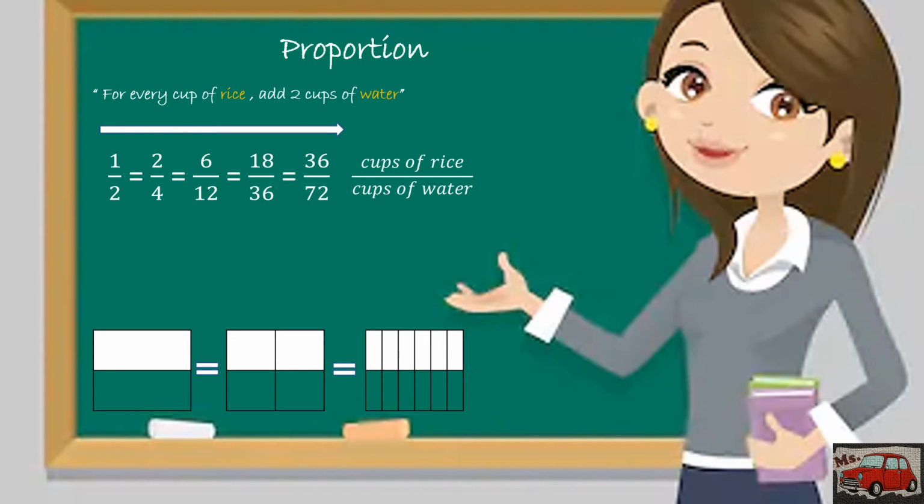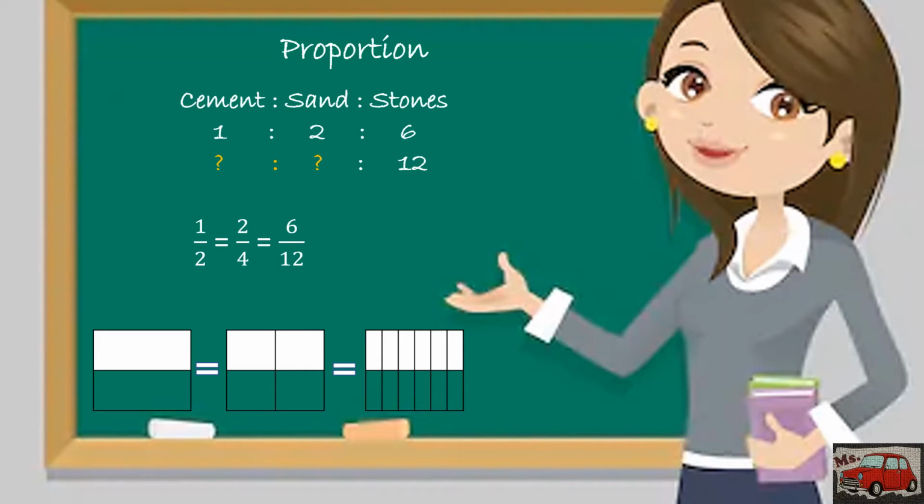Okay? Alright. So, I have here yung ratio na kailangan pag nagmi-mix ka ng semento. Okay? Kailangan ng isang bucket ng cement, 2 buckets of sand, and 6 buckets of stones. Now, ito yung ratio, right? Pero what if yung buckets of stones ko merong 12? So, ilang buckets of sand at cement ang kailangan ko para makapag-mix ako ng semento?